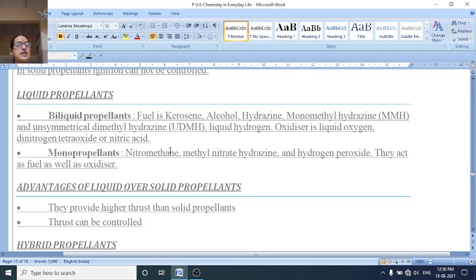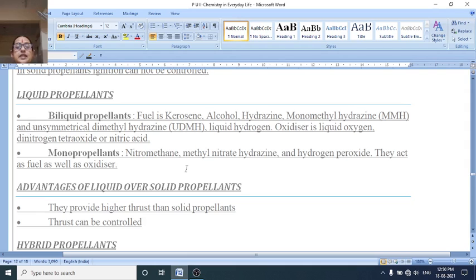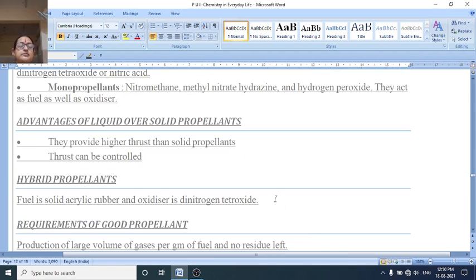Dinitrogen tetroxide or nitric acid. These are the examples of bi-liquid propellants. Next is monopropellants like nitromethane, methyl nitrate, hydrazine and hydrogen peroxide. They act as a fuel as well as oxidizers.